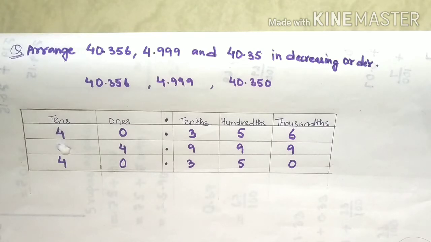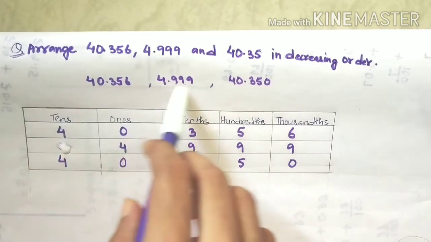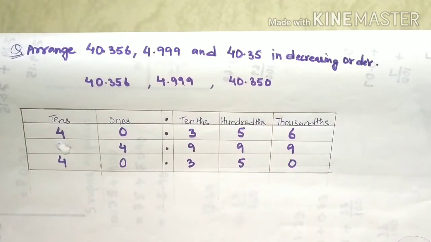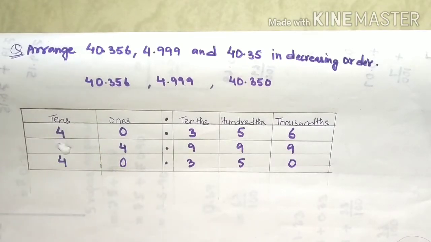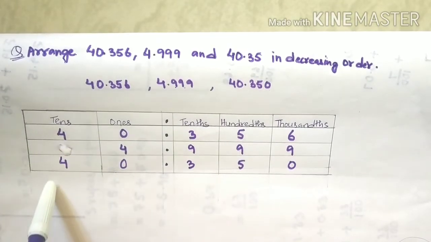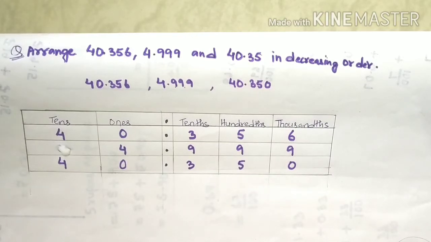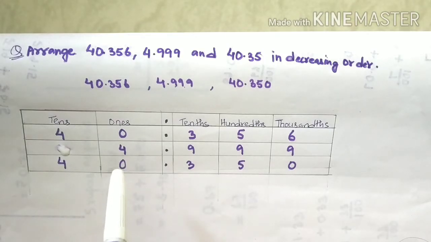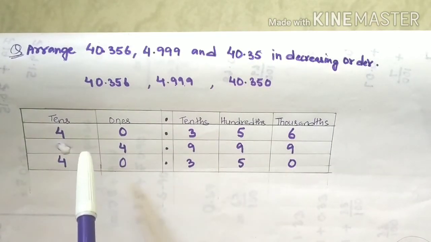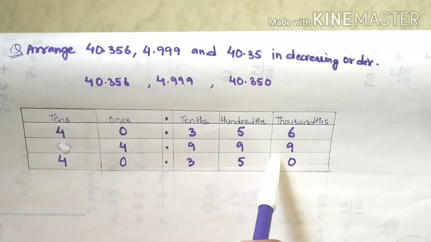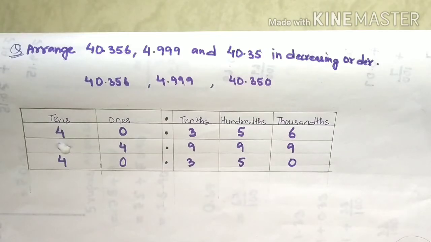Now students, what is the greatest place value in the three numbers? The greatest place value in the three numbers is tens. So we will first compare the tens in the three numbers. And students, which number has no tens in the place value table? The number 4.999 has no tens in the place value table. That means the number 4.999 is the smallest decimal number.